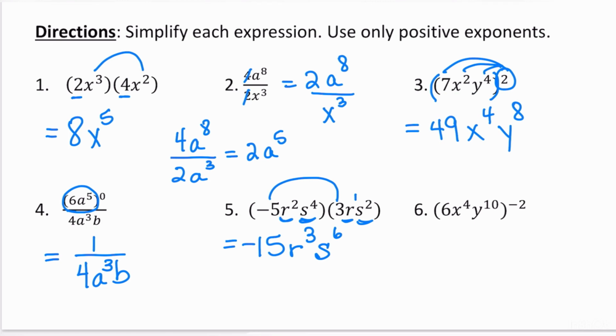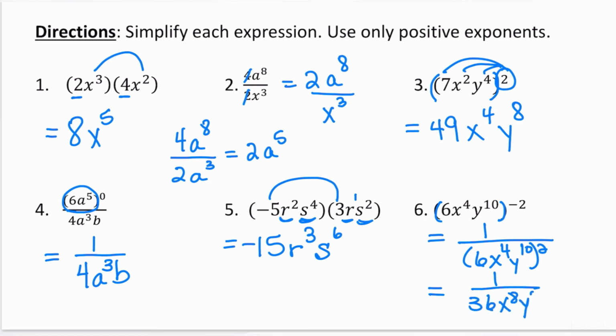In number 6, I have a negative exponent on the outside, and I want to immediately take care of that negative to avoid any problems. So the way I'm going to do that is to basically rewrite the problem. Since everything is in parentheses, the negative applies to the entire problem. So I'm going to write 1 over parentheses 6x to the 4th, y to the 10th, squared. So by flipping the problem around completely, I've gotten rid of that negative exponent, and now I can finish the problem. So this becomes 1 over 36 x to the 8th, y to the 20th power. And that's my final answer.